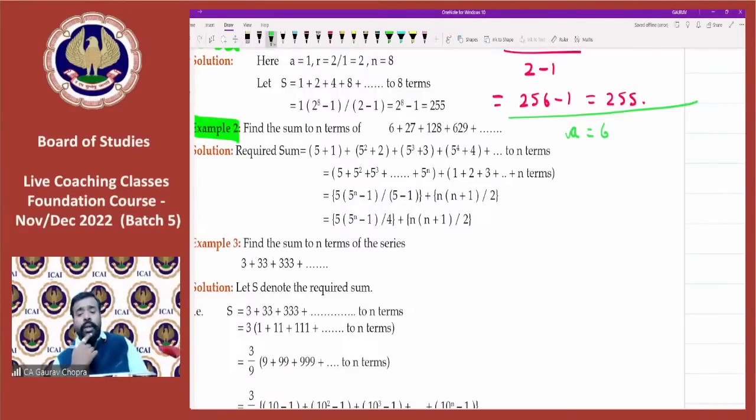Is the difference common? If we try to check 27 by 6 and 128 by 27, they are not equal. So the ratio is not common. If we try to check, the difference is also not common. So this series is neither an arithmetic progression nor a geometric progression.